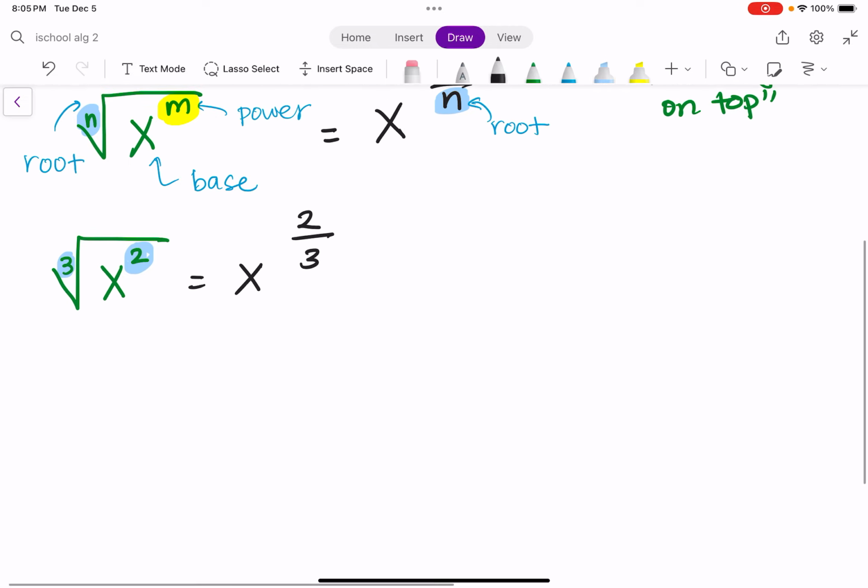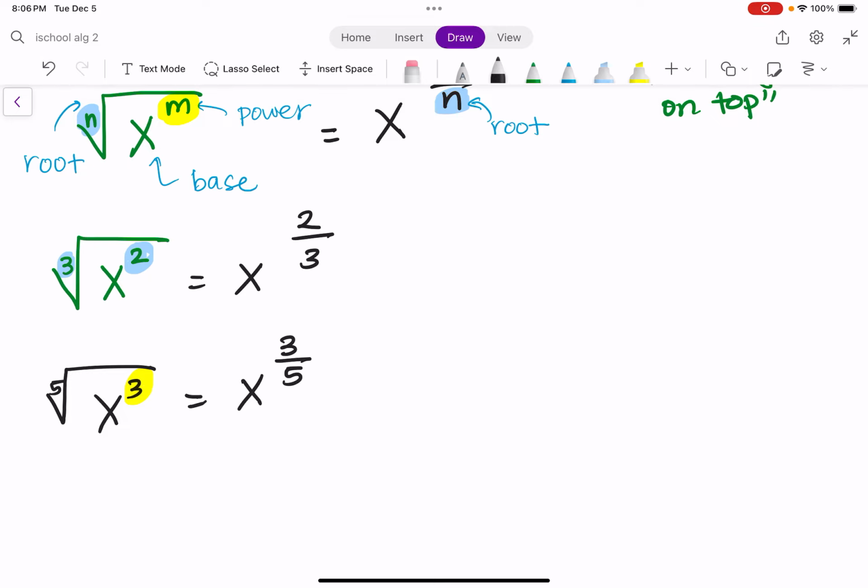We can do another example. Let's say we have the 5th root, so that means a root of 5, of x to the 3rd. Again, I'm asking myself, what's on the inside? Well, 3 is on the inside. So I'm going to have x to the power of 3 over 5.